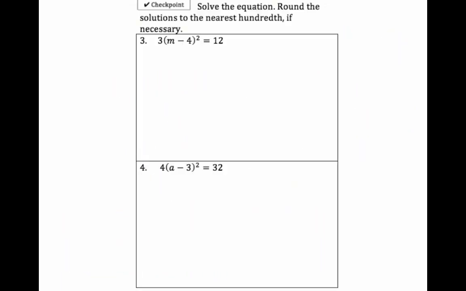Okay, so here's your checkpoint. Go ahead and pause. Do it on your own. I'm going to go check Facebook.